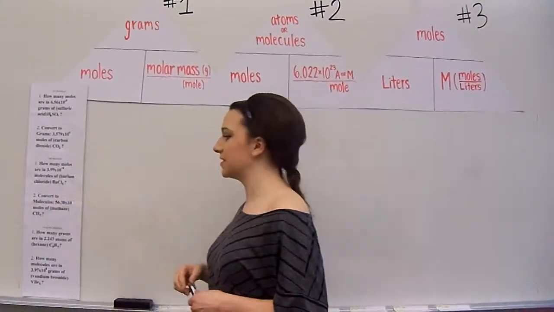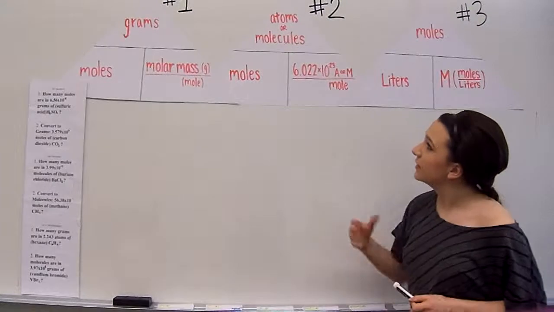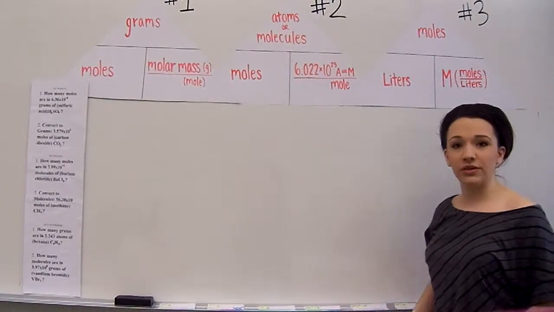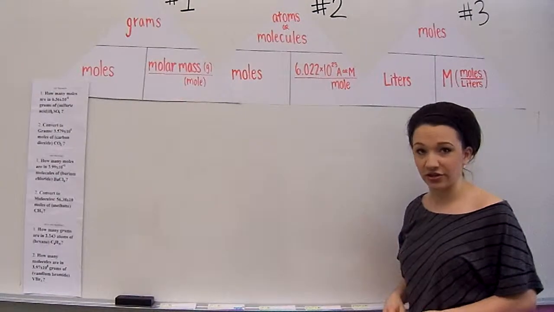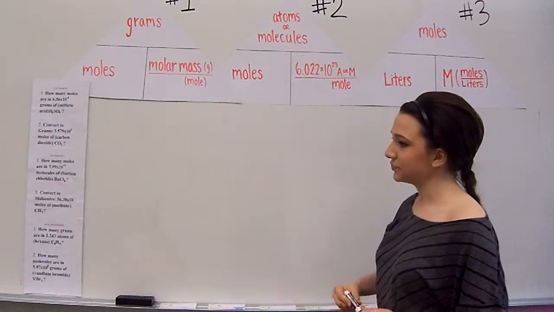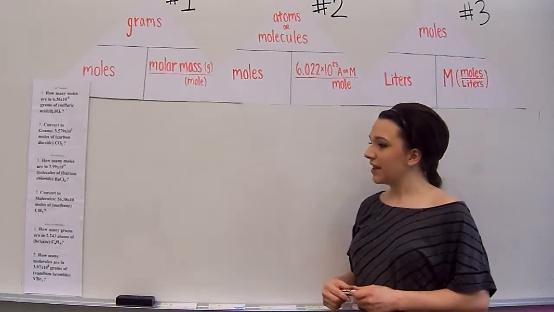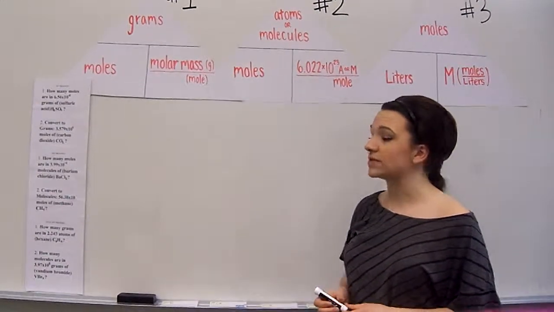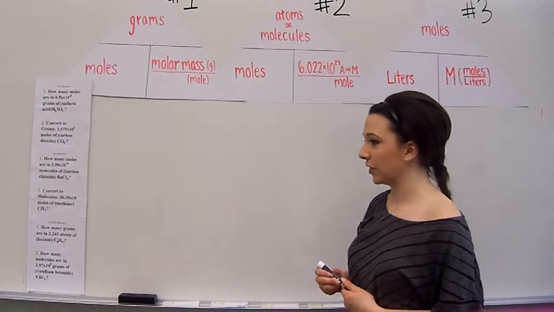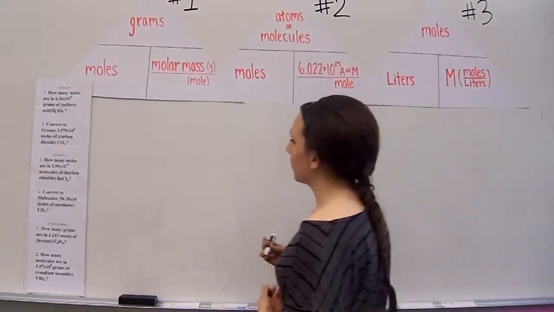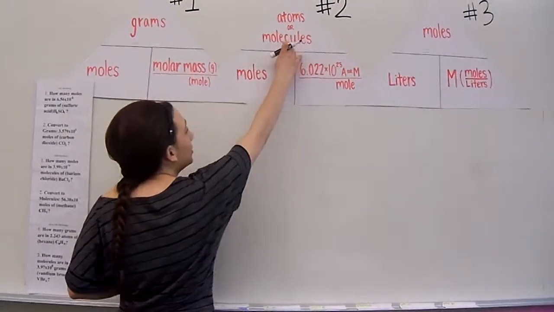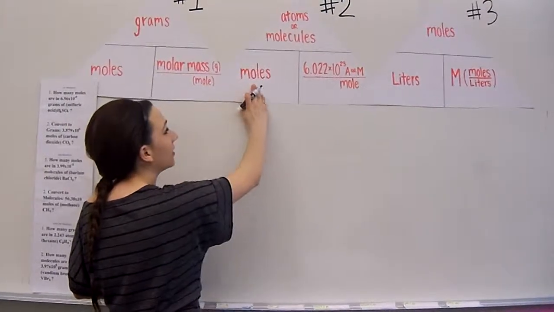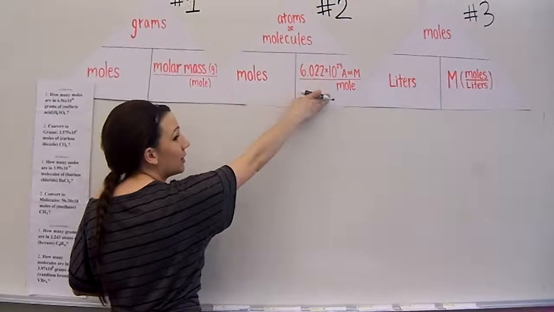This problem says convert to molecules. The second triangle is the one that has molecules within it, so we know that we are going to utilize the second triangle for this problem. Convert to molecules: 56.38 times 10 to the negative fourth moles of methane, which is CH4. So, we know that molecules is at the top, so we will have to multiply the given moles by the constant term.